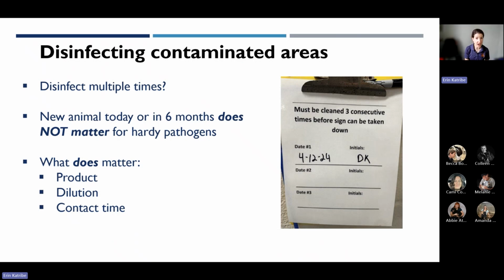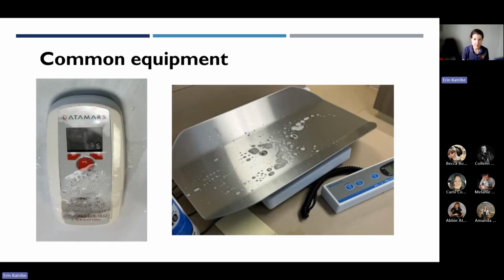We don't actually need to do it multiple times in order for it to be effective, right? If we're using the right product at the right dilution for the right contact time and it's making contact, it'll be effective that first time. The challenge is our kennels are not just like sheets of glass or sheets of plastic, right? There's cracks and crevices and there's bars. And so oftentimes when we know we have infectious disease, we'll do things like clean 2 or 3 times in order to ensure that we're making contact with every single surface in that kennel, right? Because if we put an animal in that kennel tomorrow, we want to make sure that there's not any tiny particles of virus left.